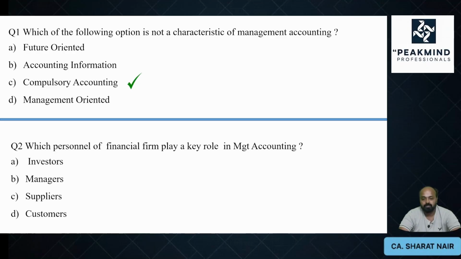Second MCQ: which personnel of a financial firm plays a key role in management accounting? The options given were investors, managers, suppliers, customers. Among these, investors, suppliers and customers are people other than those engaged from the financial point of view. So the only option available is managers.